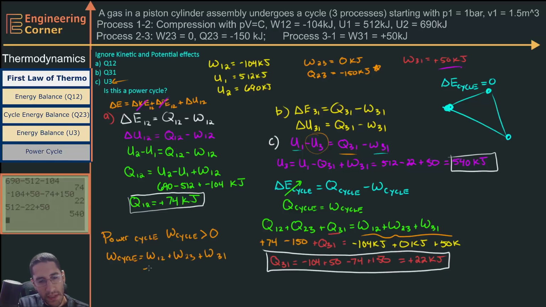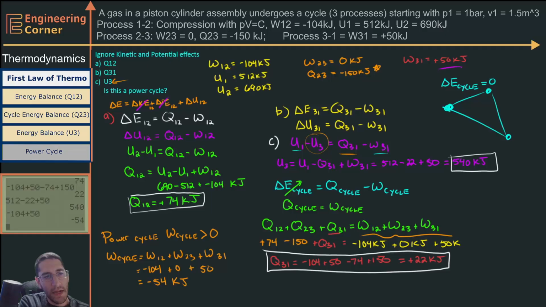All right, 1 to 2 is minus 104 plus 0 plus 50. Well, we can tell this is going to be negative, but just for completeness, we'll say that this is equal to minus 54 kilojoules. So no, it is not a power cycle, since the net work of the cycle is less than 0.